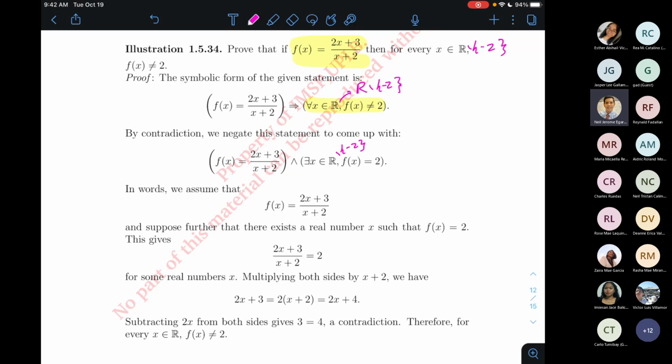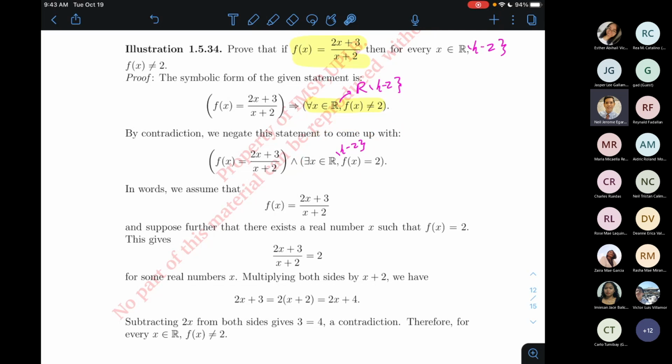Merong x dun sa domain such that ininegate ko rin yung second part, such that f of x is equal to 2. So yung theorem, sabi niya, kahit ano pang x yung i-plug in mo kay f, hindi ka makakakuha ng sagot na 2. So ang negation niya ay, may isang nag-exist na x na pag pinlog in ko kay f, ang sagot ay 2. Alright? So this is our supposition for the sake of contradiction.